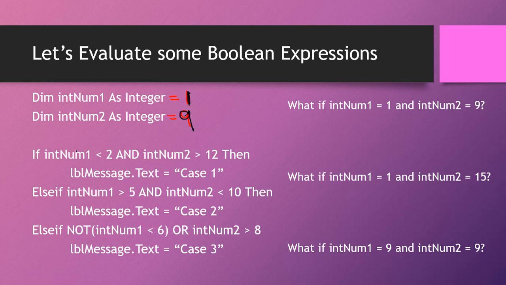Okay, so what we're going to do is evaluate each piece separately. So int num1, they told me it's 1, and int num2 is 9. Okay, so we're going to evaluate. Is 1 less than 2? Yes, right? So we're going to put a T there for true. Now, we're going to check the other piece. Is 9 greater than 12? False, right? That's not true. So what we're going to do then is connect these two things with an and. So true and false. Well, remember, if it's an and, both have to be true to be true. So in this case, this is false.